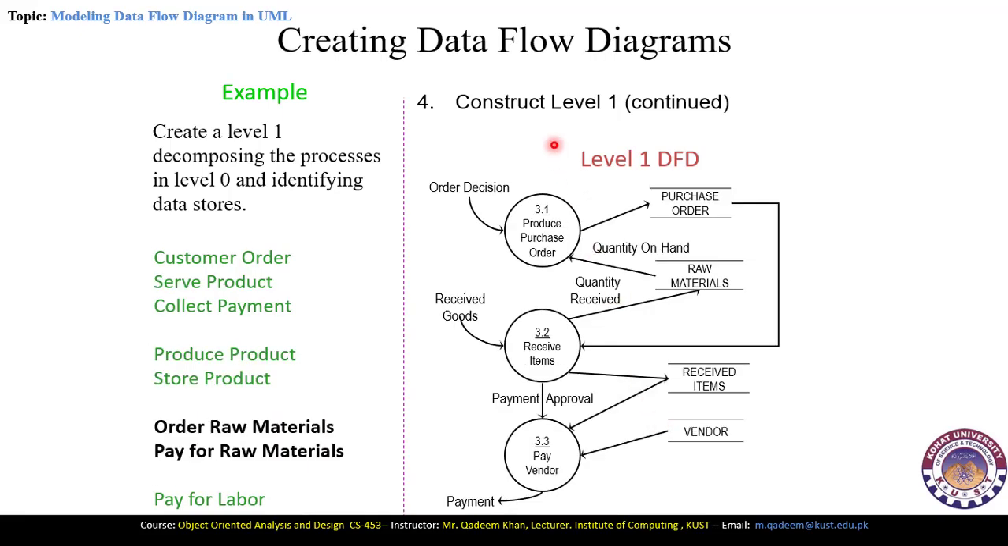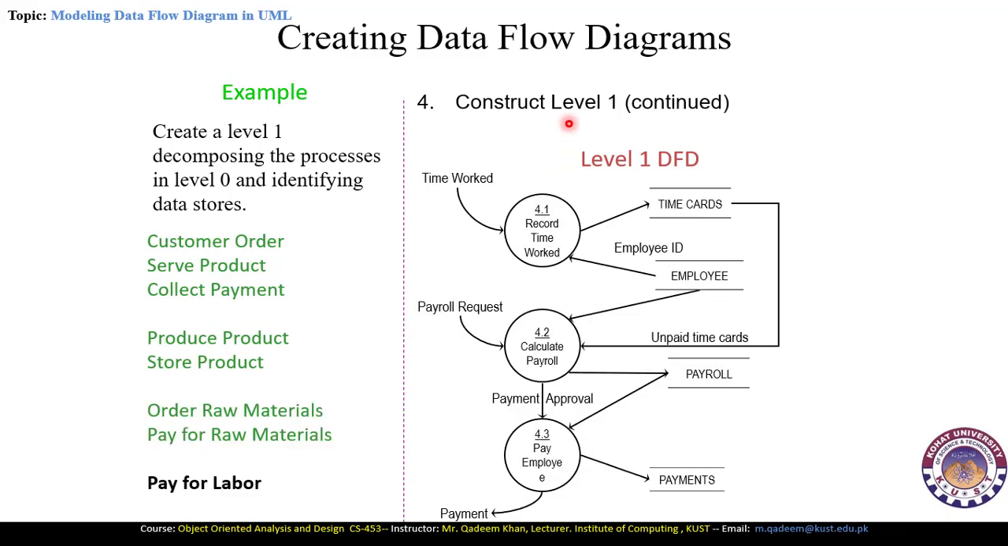Similarly, we have another level 1 for another process. Here we have created a level 1 decomposition of the processes created in level 0, and then we will identify different data stores for that particular process. So here we have 4 different data stores: purchase order, raw materials, receive items, and vendors. These data stores are interacting with produce purchase orders, receive items, and pay vendors.